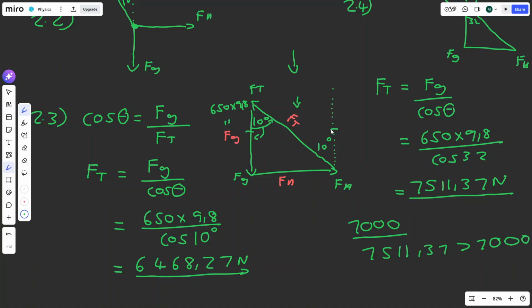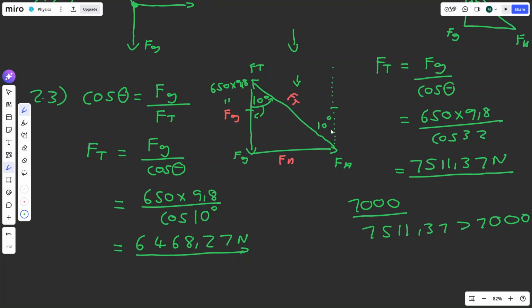So what can we conclude from this? That the cable will break. So yes, it will break. Why? Because the required tensional force needed for this whole system to work is greater than the limit. In other words, for the cable not to break, it would have to be below 7,000 newtons. And that is basically it.